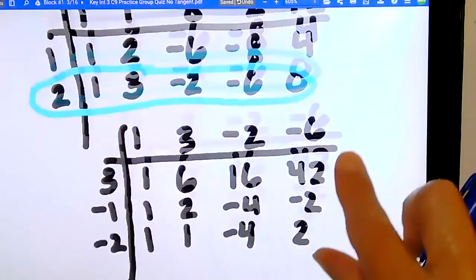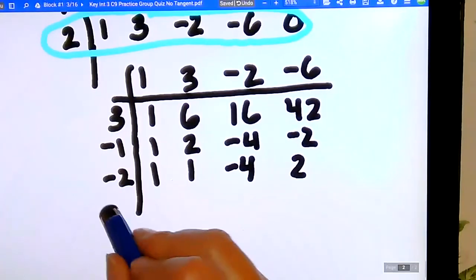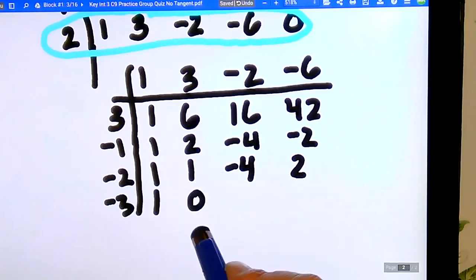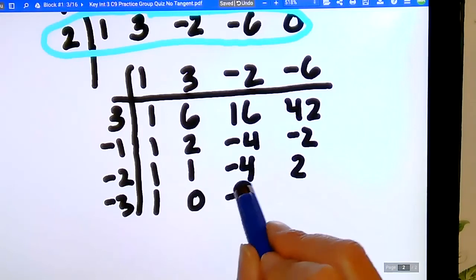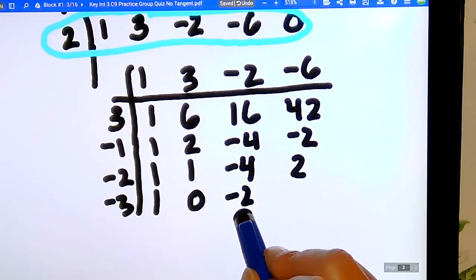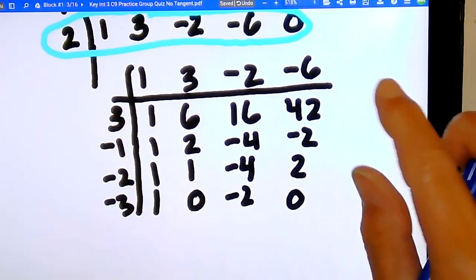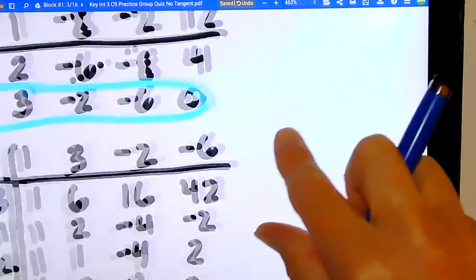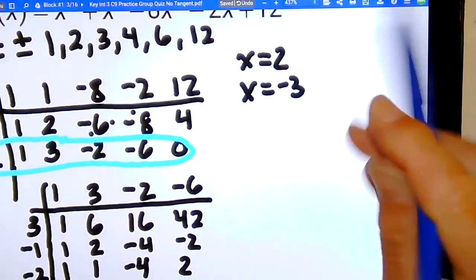So let me try one of my other ones. So I'll do a -3. So -3, bring down my 1. -3 times 1 is -3, add it to 3, 0. 0 times -3 is 0, add it to -2, -2. -2 times -3 is 6, add it to -6, 0. So I found another 0, x equal -3.